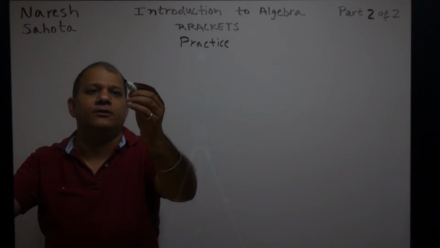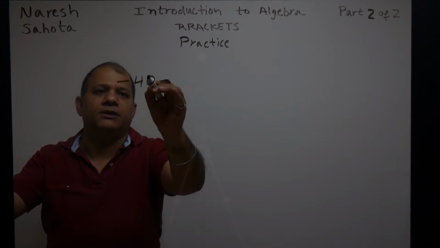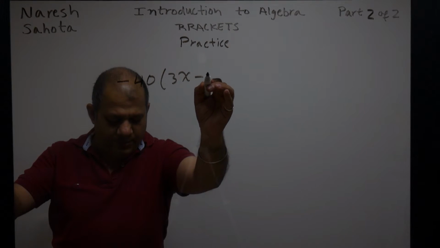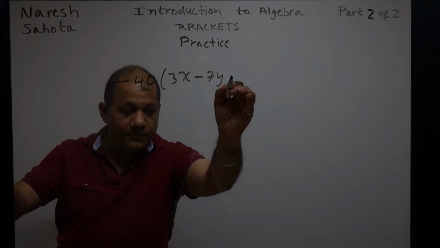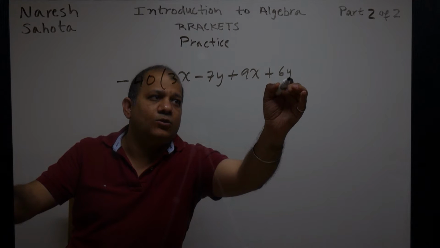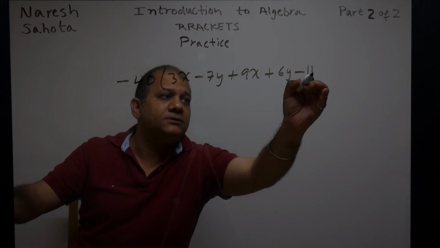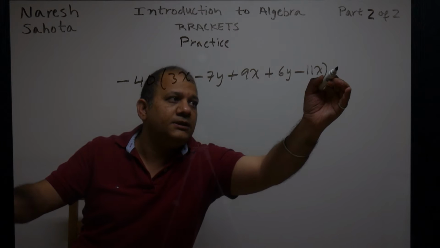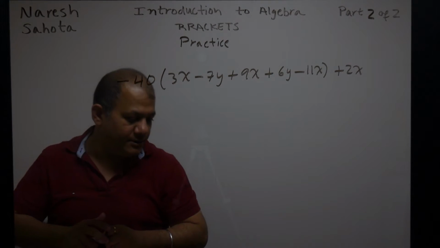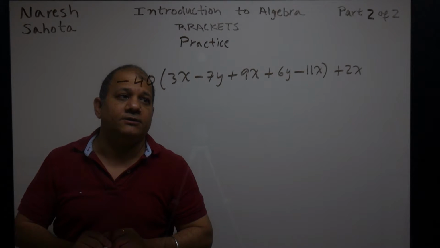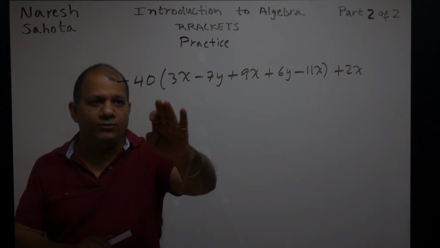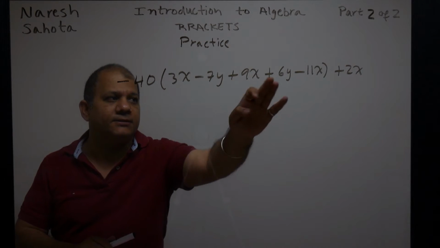Okay, so now let's do another that looks complicated. So -40 times 3x minus 7y plus 9x plus 6y minus 11x, and then plus 2x on the outside. So how do we finish this? Okay, so alright, we can multiply -40 with each and every term inside the bracket, right?